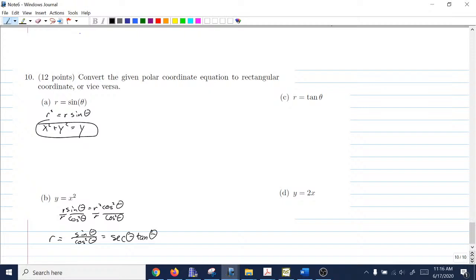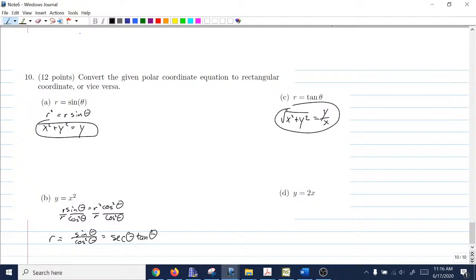r equals tangent theta. Tangent theta is y over x. Do I want to multiply both sides by r? This gives me x squared plus y squared. But there's nothing to do with this extra r. The extra r can't get soaked up into anything, so that's not helpful in this case the way it was over there. Tangent theta is y over x equals the square root of x squared plus y squared.